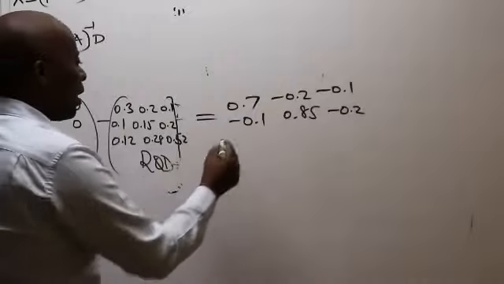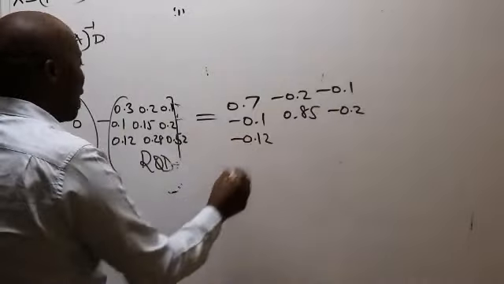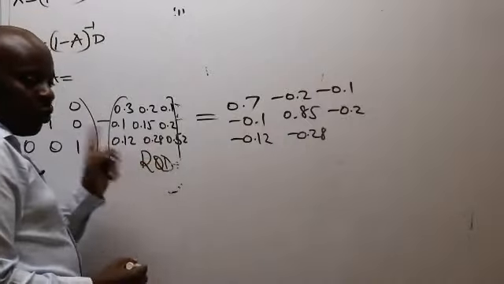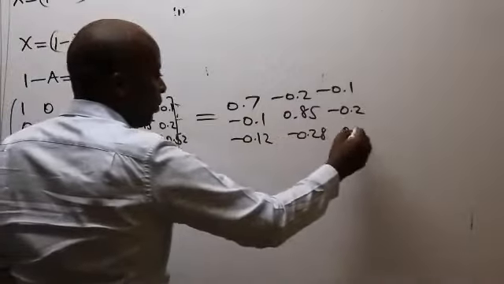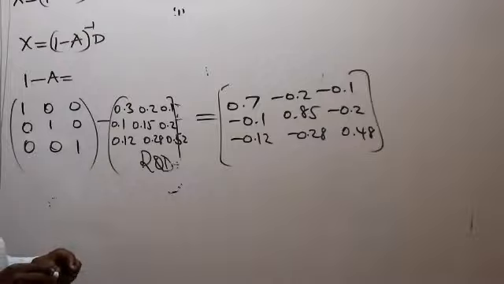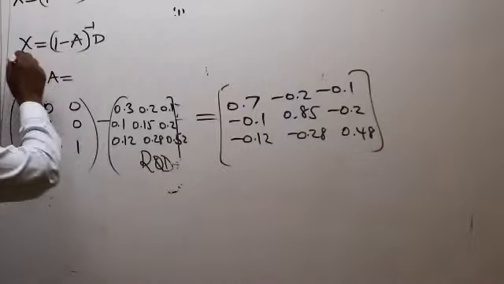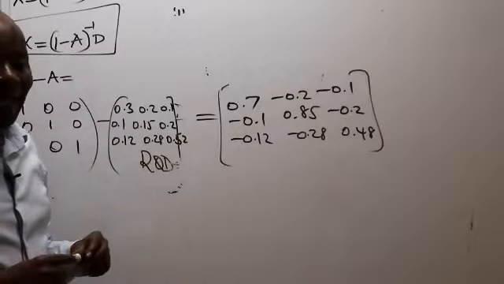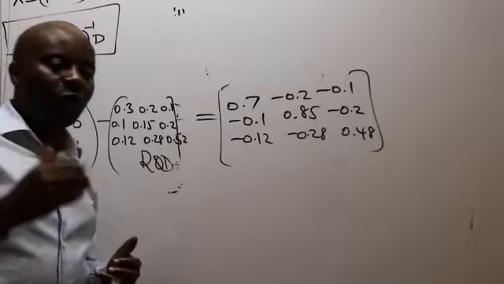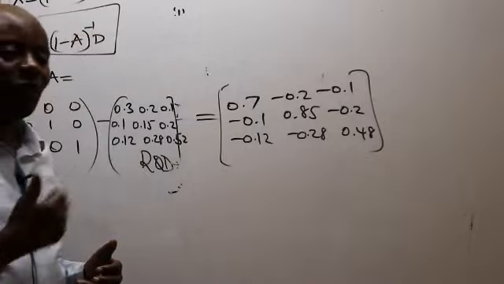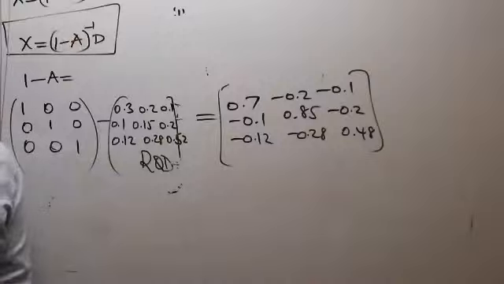And then we come here, we have minus 0.12, we have minus 0.28, and then the last one will be 1 minus 0.52. 1 minus 0.52 gives me 0.48, like that. Now, ladies and gentlemen, I've been able to get, according to this equation, I minus A. Once I get my I minus A, what do you think will be the next thing to be done?